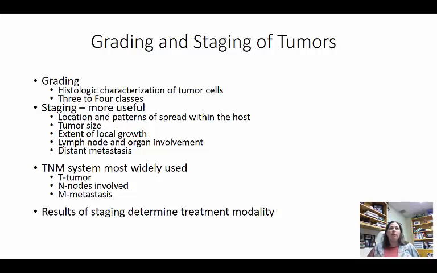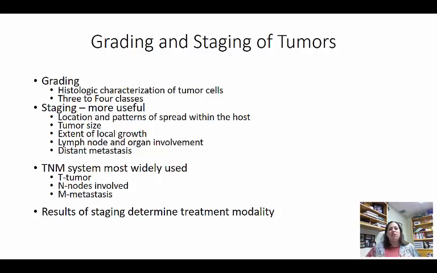When they're looking at grading, this is going to look at the histological characteristics of the tumor cells. So this is going to look at the tissue. How does the cell compare to its tissue of origin? There's 3 to 4 classes in this, where they may call it class 1, class 2, class 3, and maybe even class 4. Staging is actually more useful, and staging is normally what we discuss when people say, well, I'm in stage 3 cancer, I have stage 4 cancer.